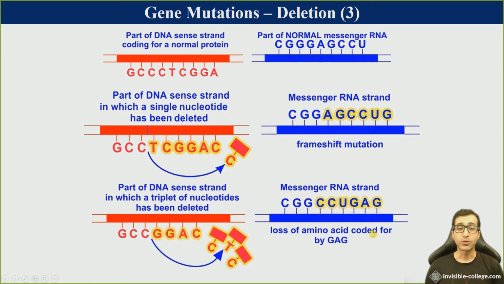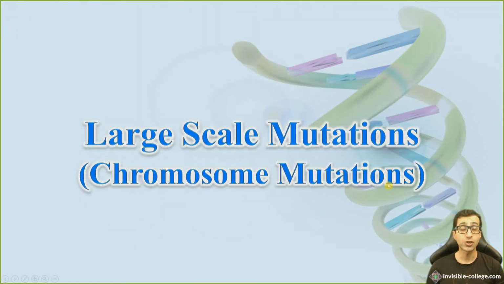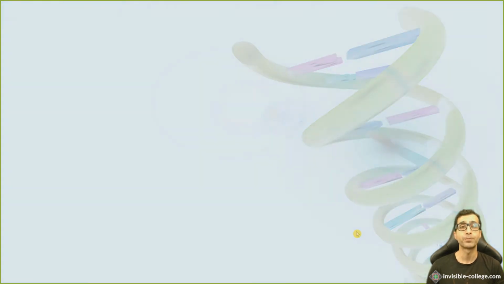So, we've looked at gene mutations. Let's have a look now at chromosomal mutations. Now, chromosomal mutations, in contrast to gene mutations, are much larger scale in their effects because they involve whole chromosomes rather than just individual genes. And of course, a chromosome will contain many, many genes.